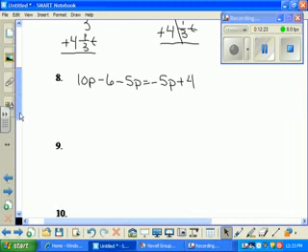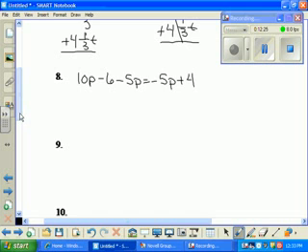Okay. All right, so we've got 10p minus 6 minus 5p equals negative 5p plus 4. You guys ready? Okay, you guys are all forgetting the same step. You need to start with combining like terms. We've got a 10p and a negative 5p. You have to combine them first before you can go any further. What's 10p minus 5p? So this brings me to 5p minus 6 equals negative 5p plus 4.